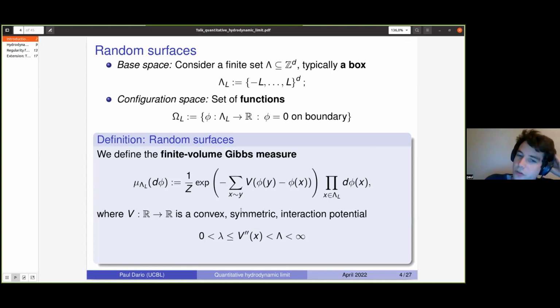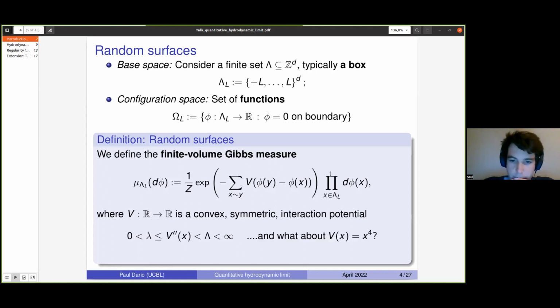Once you have these assumptions, the minimum of V is at 0. So if you want to maximize this probability, you take phi equal to 0. But then you look at what happens if you sample a function, what it's going to be like. So this is the point on random surfaces: you take phi sampled according to this measure and you look at what it looks like.